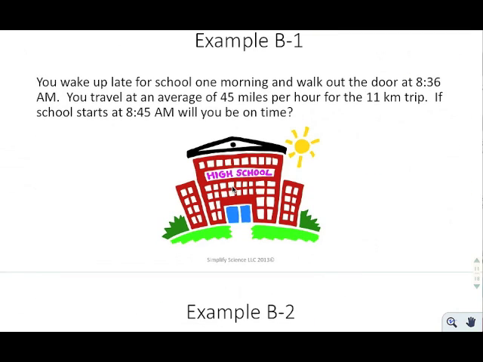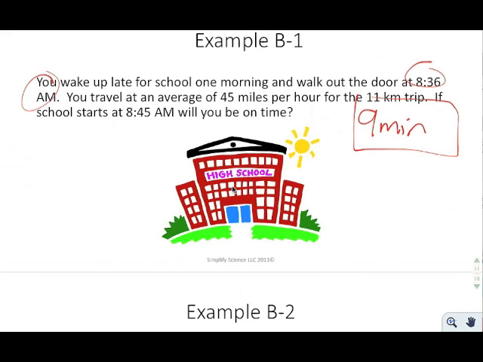So it says you wake up late for school one morning and walk out of the door at 8:36 a.m. You travel at an average of 45 miles per hour for the 11-kilometer trip. If school starts at 8:45, will you be on time? Realize you have 9 minutes to make this journey. So that's what we want to compare it to.